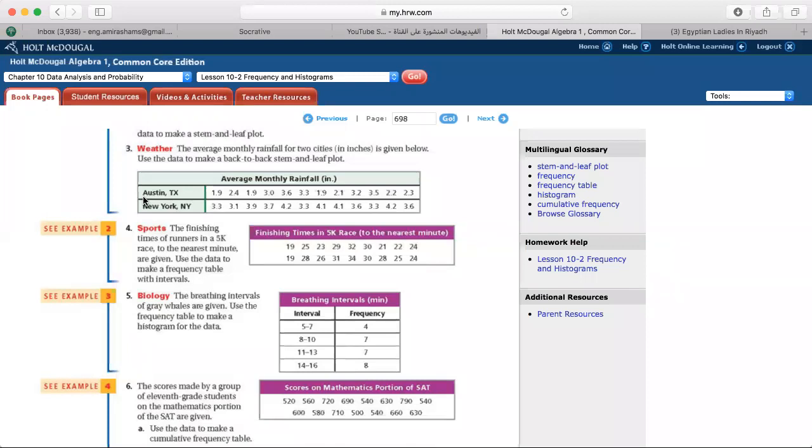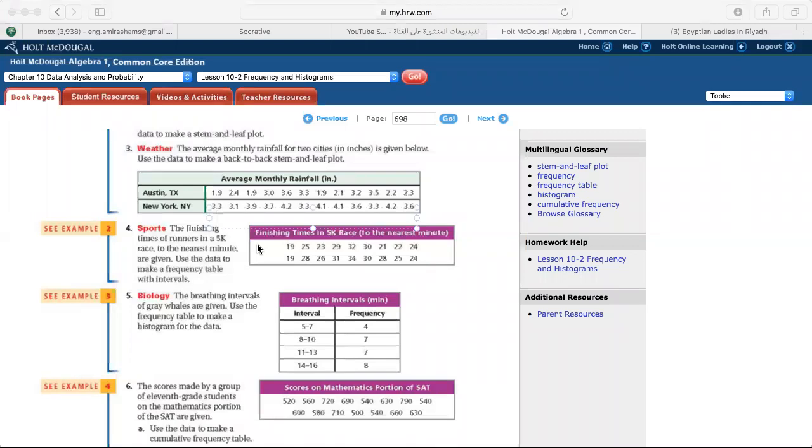First, I have to arrange the numbers from least to greatest in Austin and in New York. Never mind there is a decimal point, as if there is no decimal point. Okay, I will arrange them, treating it as if there is no decimal point. Let me arrange them here. I will arrange New York down here from least to greatest.